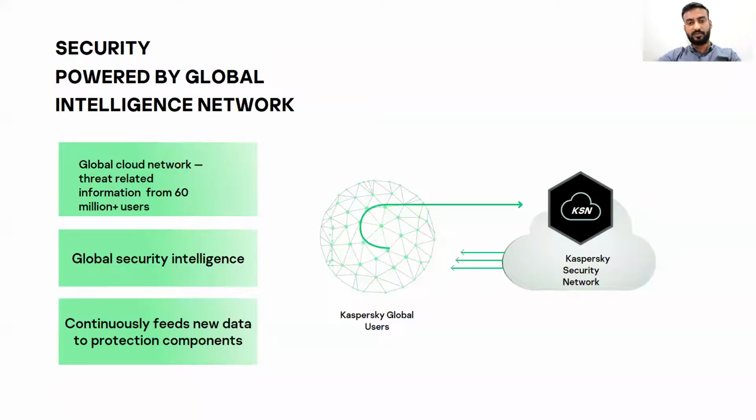Our global threat intelligence system, we call it Kaspersky Security Network, is fed voluntarily by 60 plus million users, including the research from our GREAT and anti-malware research teams. The KSN, no doubt, is a backbone of our security products and the threat intelligence services and other services.